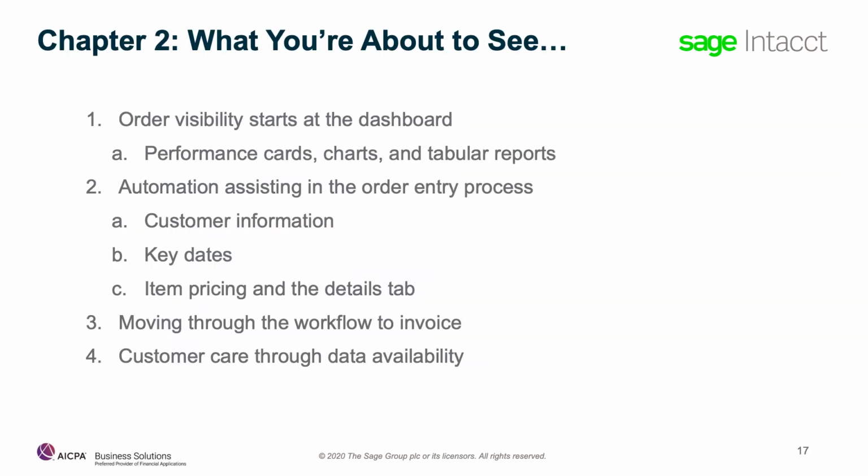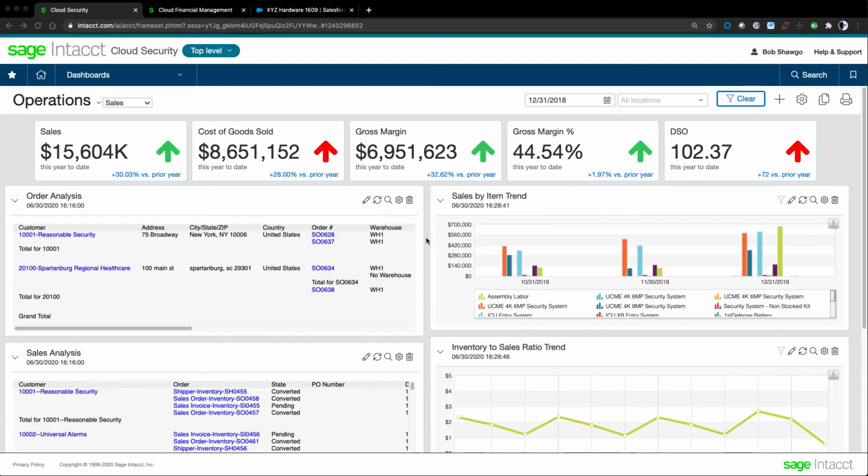Specifically, I'm going to show you order visibility through performance cards, charts, and tabular reports. I'll walk through how automation assists in the order entry process, move through workflow quote to invoice, and show instant customer care through data availability. I'm going to start with an order management dashboard. Here we see many of the same types of metrics that we saw in the inventory dashboard, only they're specific to the role of order entry.